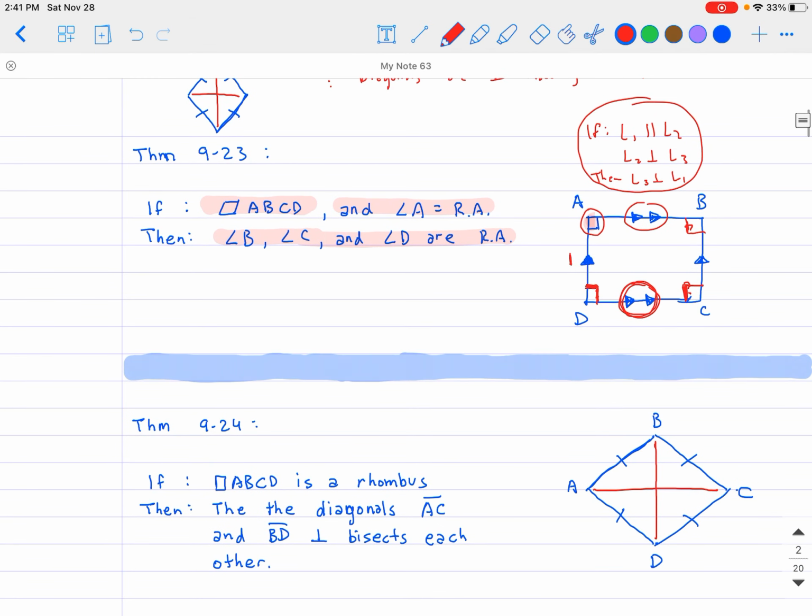Okay, next, theorem 9-24. This time we're going to look at the quadrilateral as a rhombus. So if we have a quadrilateral that is a rhombus, again, meaning that all 4 sides are congruent to each other, the conclusion, as we said earlier, is that the diagonals AC and BD perpendicular bisect each other. So you can see that in blue is basically what's given. All the sides are congruent because we have a rhombus. The conclusion, in red, is what I want to prove: that those two are going to perpendicular bisect each other.